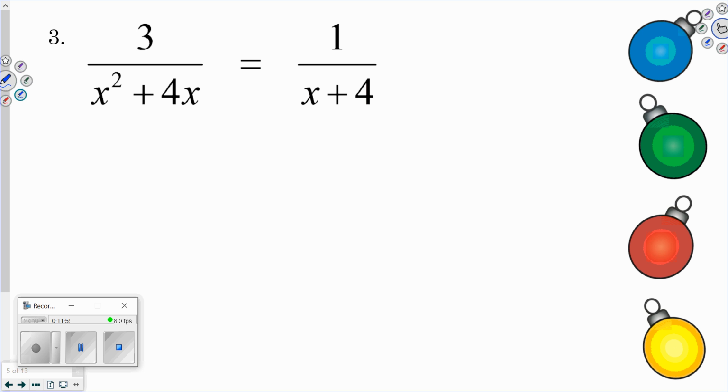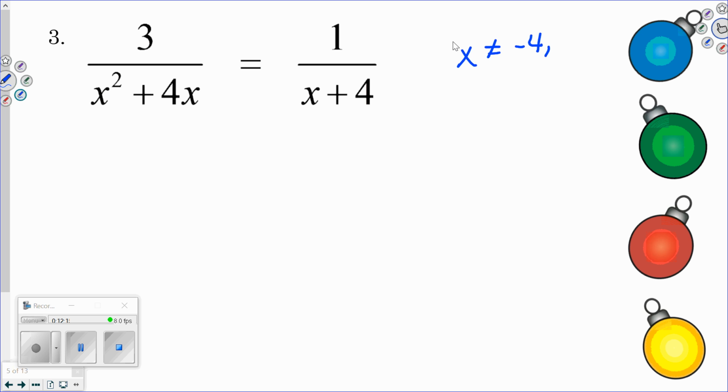Now, the question came up, can you just see what your restrictions are from the very beginning before you start? You could. So let's kind of talk about that. So what would my restrictions be? -4, because you can really clearly see that one from here.